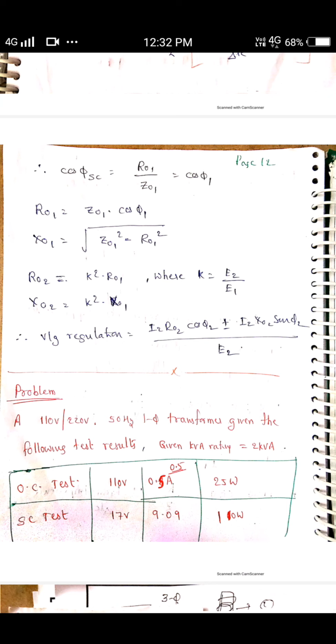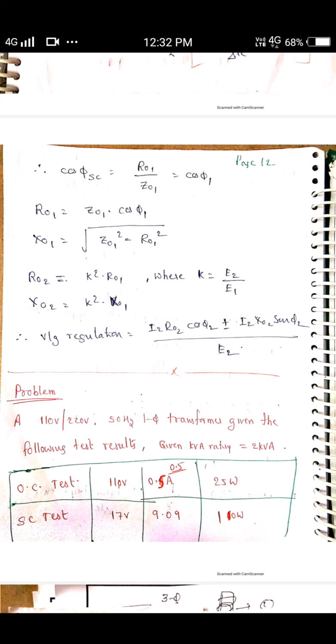Now take the voltage regulation formula. Voltage regulation is equal to I2 R02 cos phi 2 plus or minus I2 X02 sin phi 2, divided by E2, plus for lagging loads and minus for leading loads. If the examiner asks to calculate voltage regulation, circuit test data is enough. If the examiner asks to estimate efficiency, we have to conduct both tests, that means we have to take both test readings. Now to understand this theoretical concept, let me solve one problem here.